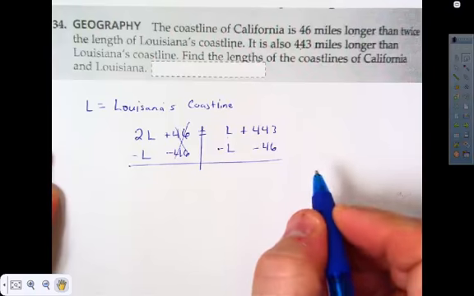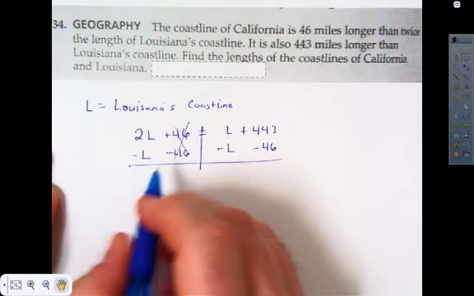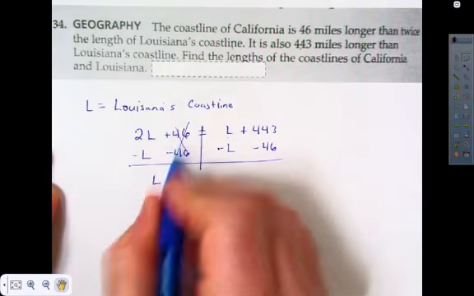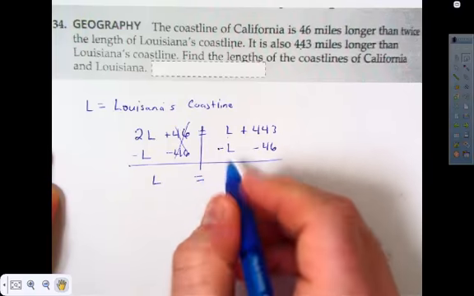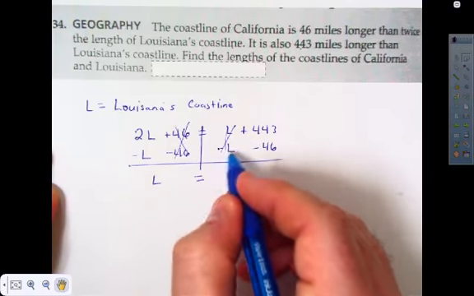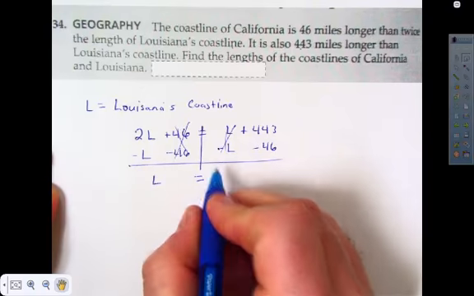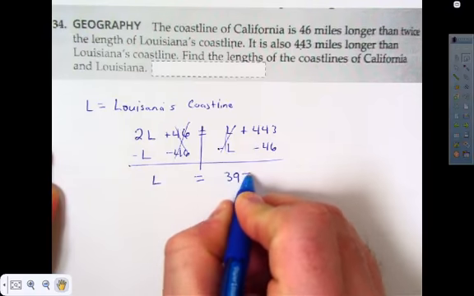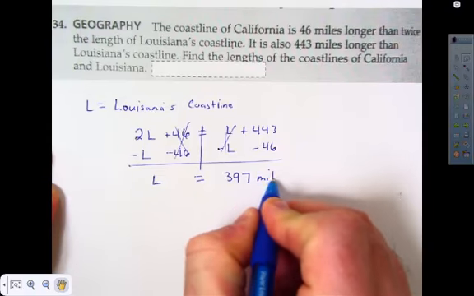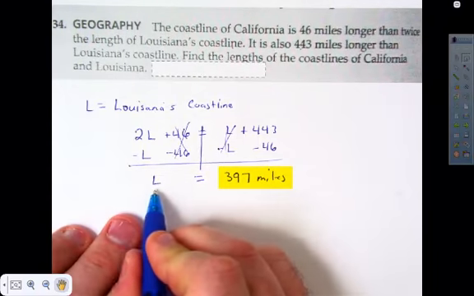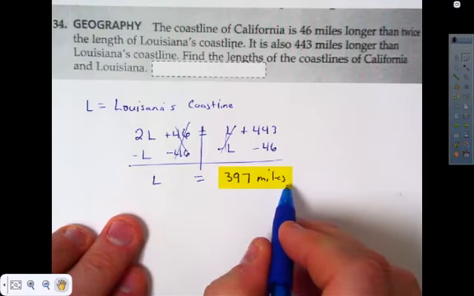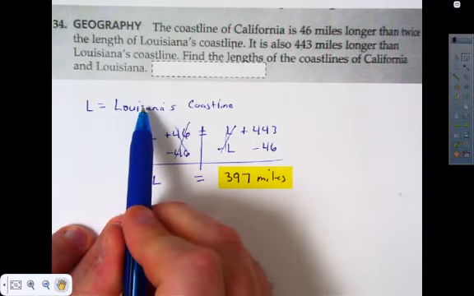Now we have our problem underway. 2L minus 1L is still 1L, or L. That's going to be equal to, our L's over here cancel out because that's why we moved it over there. And then when we do 443 minus 46, we end up getting 397, and that's going to be miles. Now, because L equals 397, that is Louisiana's coastline, because we said L was Louisiana's coastline.